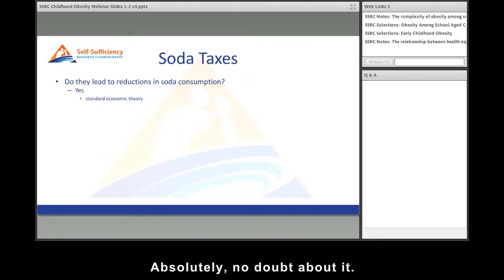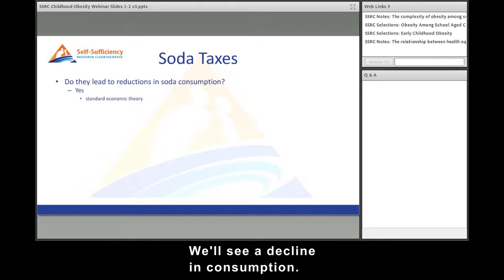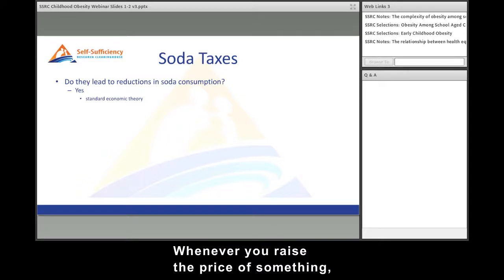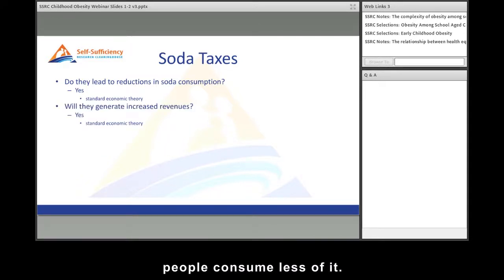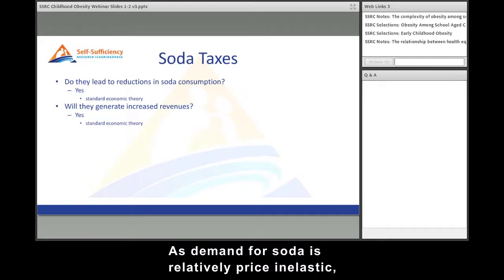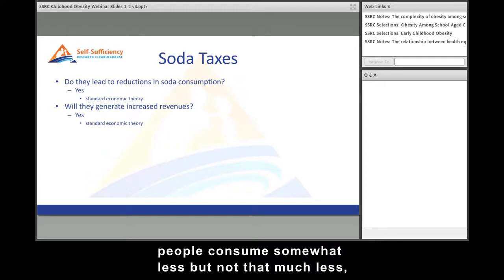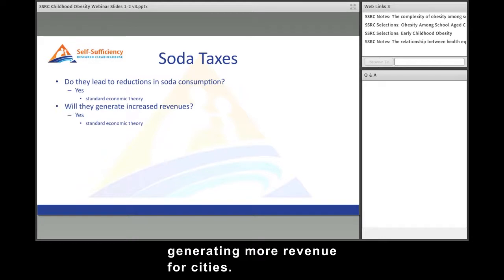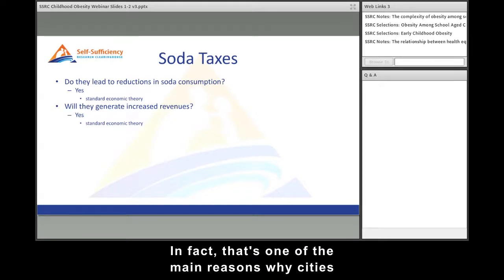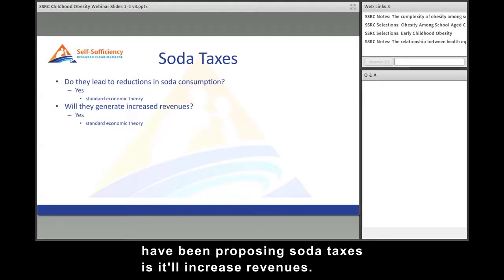Absolutely, no doubt about it. We'll see a decline in consumption. Whenever you raise the price of something, people consume less of it, okay? Will it generate increased revenues? Absolutely. The demand for soda is relatively price inelastic, and therefore as price increases, people will consume somewhat less, but not that much less, generating more revenue for cities. In fact, that's one of the main reasons why cities have been proposing soda taxes: to increase revenues.